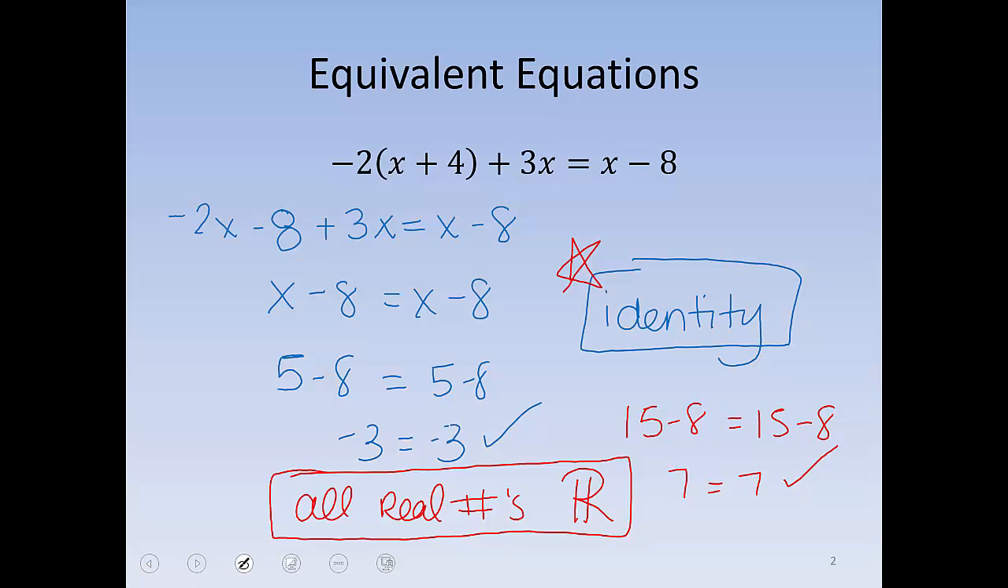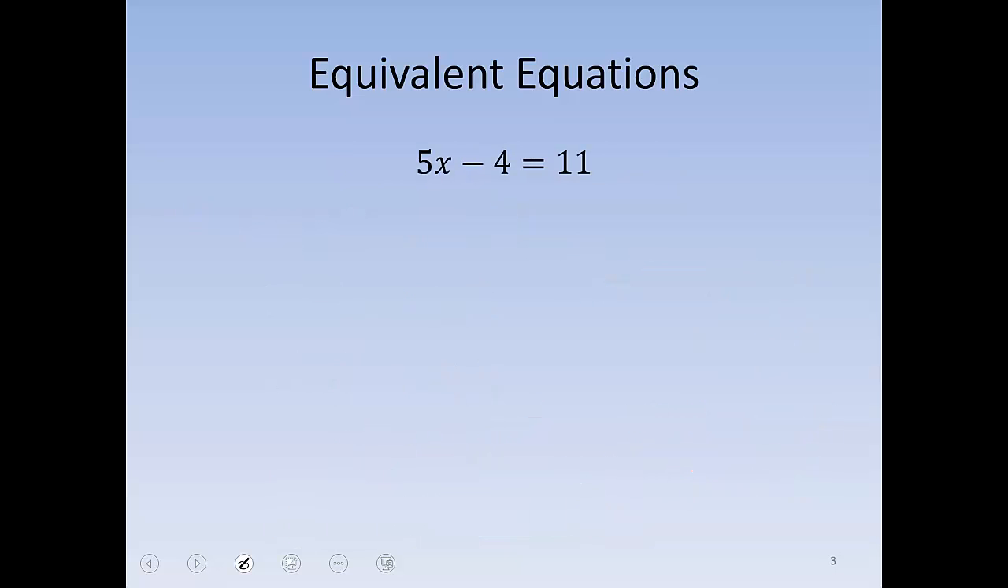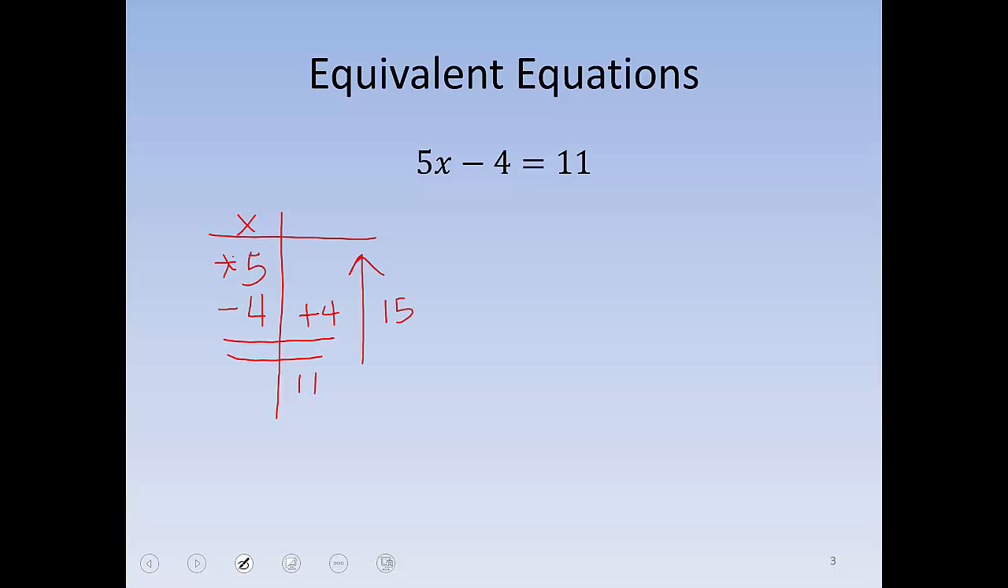Let's try another one. Okay, this looks like a pretty basic equation. Let's go ahead and solve it. I am going to use the inverse operation method for this one. So I'm going to say what happened to x. I multiplied x by 5, I subtracted 4, and I got 11. Working my way back up, I will add 4 and get 15. I will divide by 5 and I will get a 3. So x equals 3. We came up with a single solution.